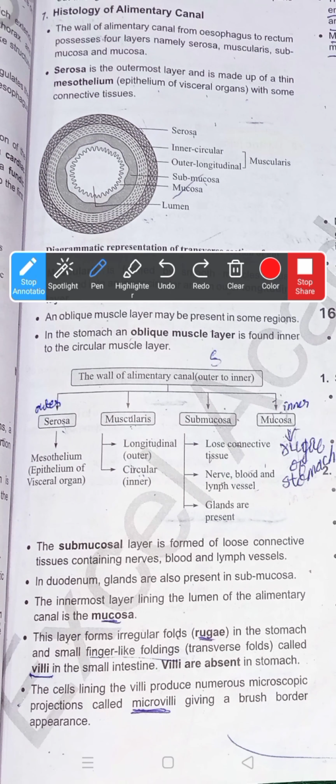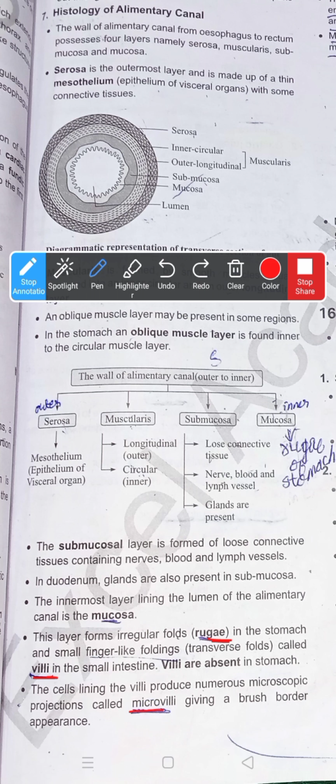Okay, there is something called rugae. The rugae are present in the stomach. They are the irregular folding. In the small intestine, there is something called villi. What do you mean by villi? They are the finger-like folding seen in the intestine, and the villi are not present in the stomach. So what is the folding in the stomach? Irregular folding, which is rugae. In the small intestine, it is villi.